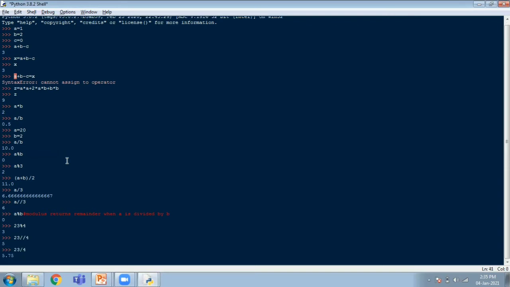And finally you have your floor division, right? You can see the difference. For normal division, it gives a decimal. For floor division, only the integer part is considered. This is for your arithmetic operators. Now let us concentrate on the relational operators.